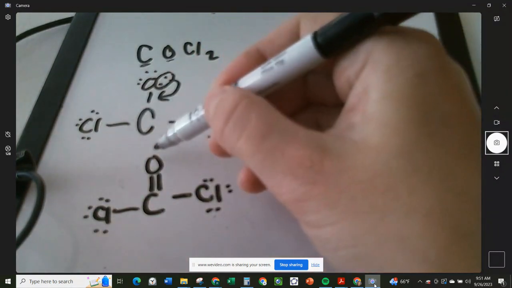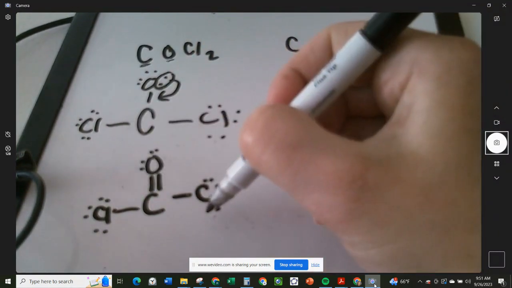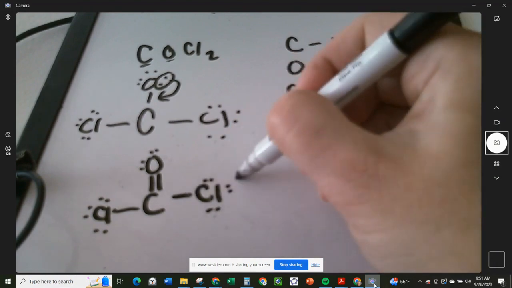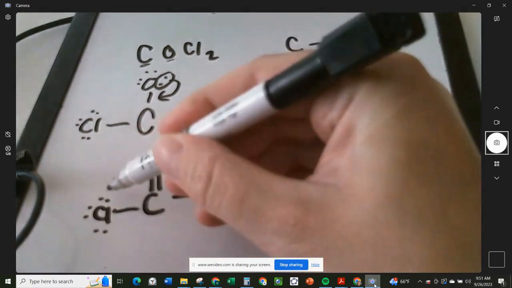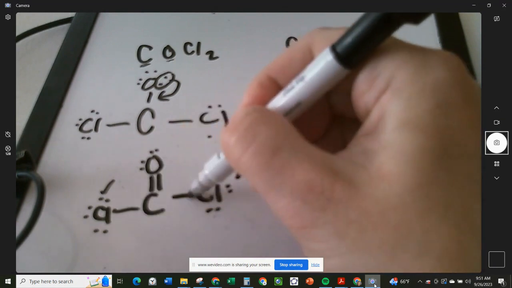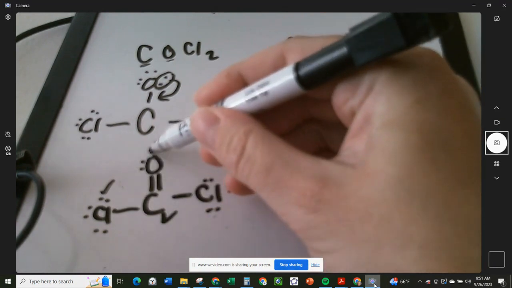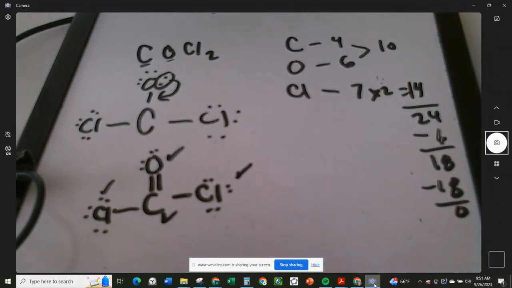That's chlorine. Okay. So now if we look at this, chlorine has 2, 4, 6, 8. Carbon has 2, 4, 6, 8. And oxygen has 2, 4, 6, 8. So all of them have a satisfied octet. This would be our Lewis structure.